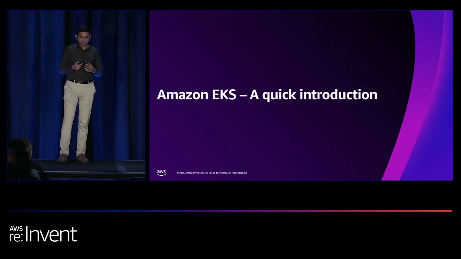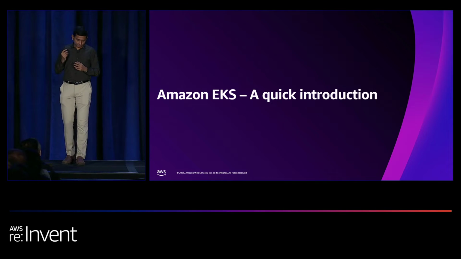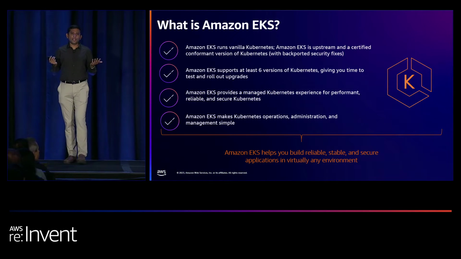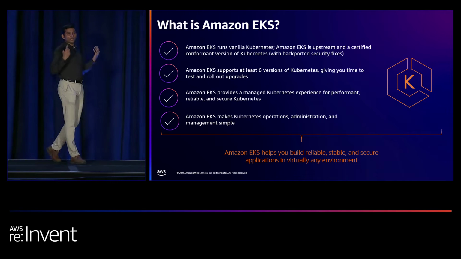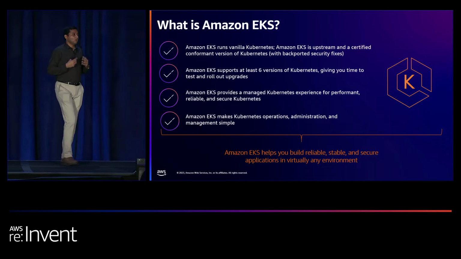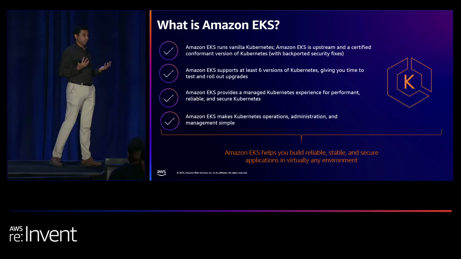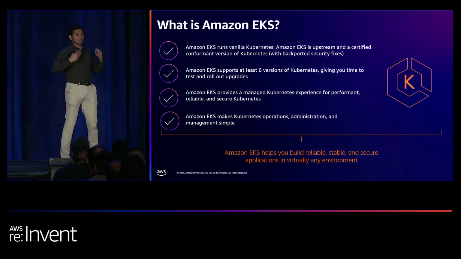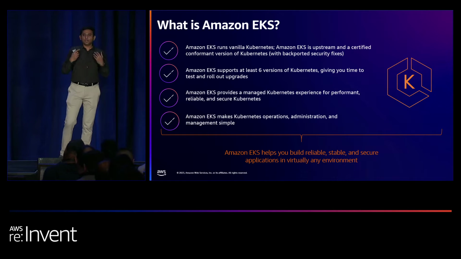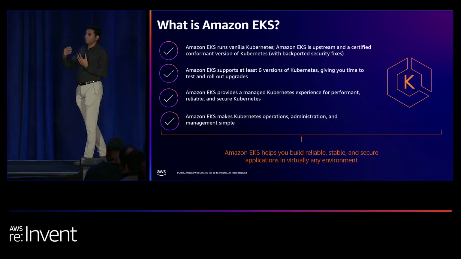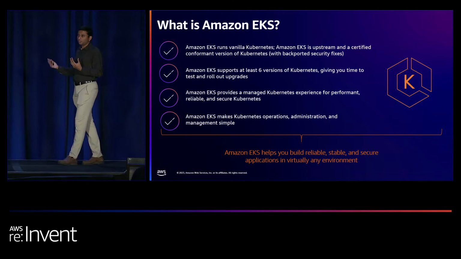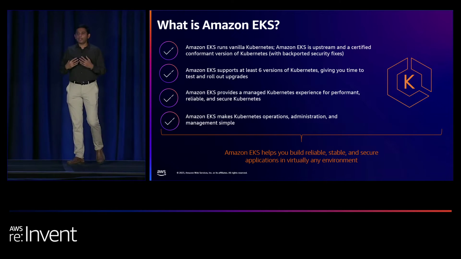So a quick introduction about Amazon EKS. So what is EKS? And I'll start by a quick overview of Kubernetes. Kubernetes is container orchestration software. It's open source, and it enables you to deploy your containerized applications and run your workloads at any scale.